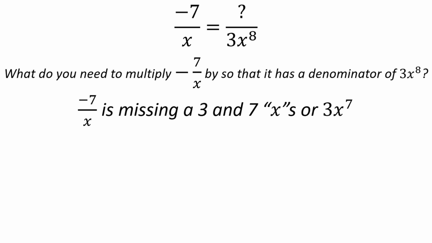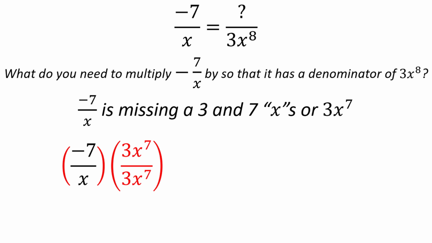What we end up needing to do is multiply negative 7 over x by 3x to the 7th divided by 3x to the 7th, which is, after all, just 1, and won't change the problem at all. This is a common manipulation in mathematics. Multiply an expression by something divided by itself, which will change the way the expression looks, but won't change the value, because anything divided by itself is just 1.